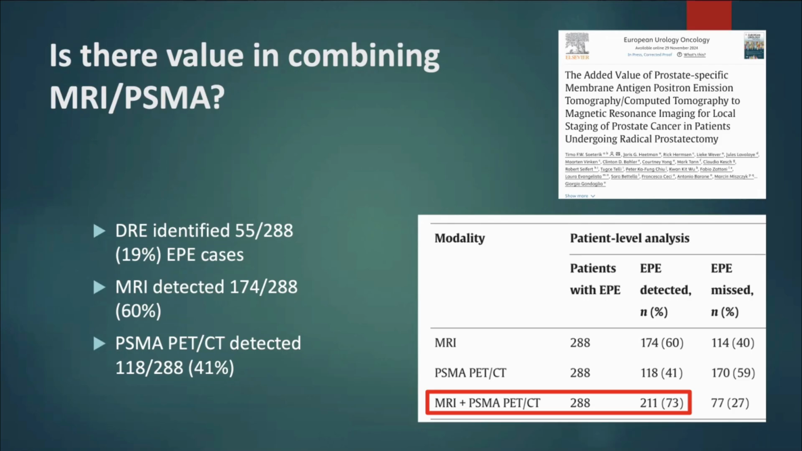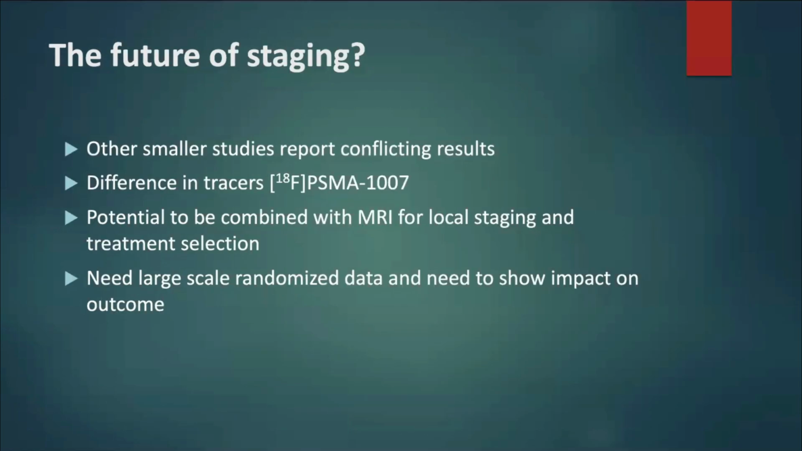But the reason I included this slide was the potential added value of using MRI and PSMA PET. Combining the modalities improved sensitivity and improved negative predictive value for both EPE and seminal vesicle invasion. So I think in summary from this paper, could the two modalities be combined to guide treatment selection? And that's the reason I like this, because I would suggest it's likely in the future that MRI and PSMA PET are combined. So is this the future of staging? Well, I think it's a future I can envisage.